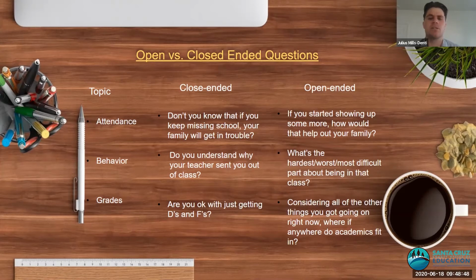Actually, I think that was a question I heard asked before distance learning that was involved in the SARB process. So that's a rhetorical question. It's closed-ended. The student in that sense might get defensive. It might create discord, or it might lead to a response like, "Yeah, I already know," where there's some apathy. Instead, ask, "If you started showing up some more, how would that help out your family?" And all of a sudden, the student's able to really see how missing school has an impact on their family, and it's open-ended and it's not judgmental.